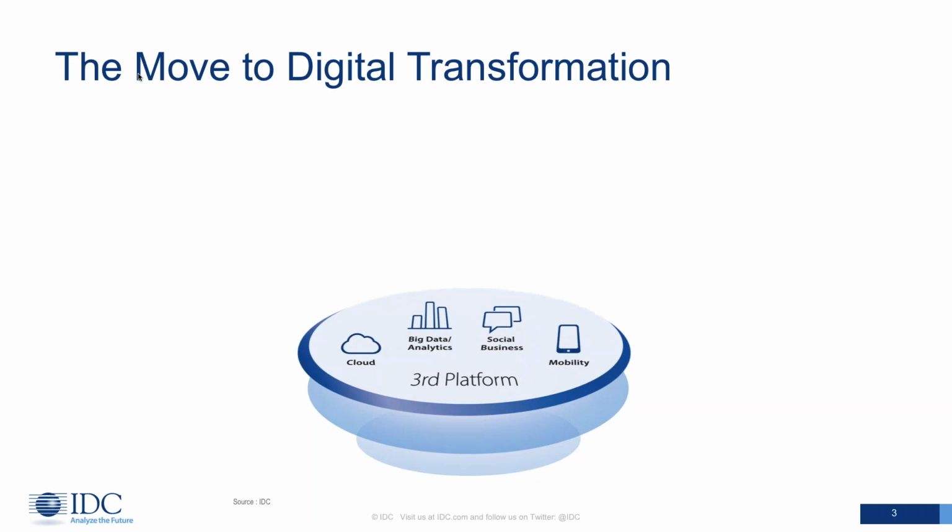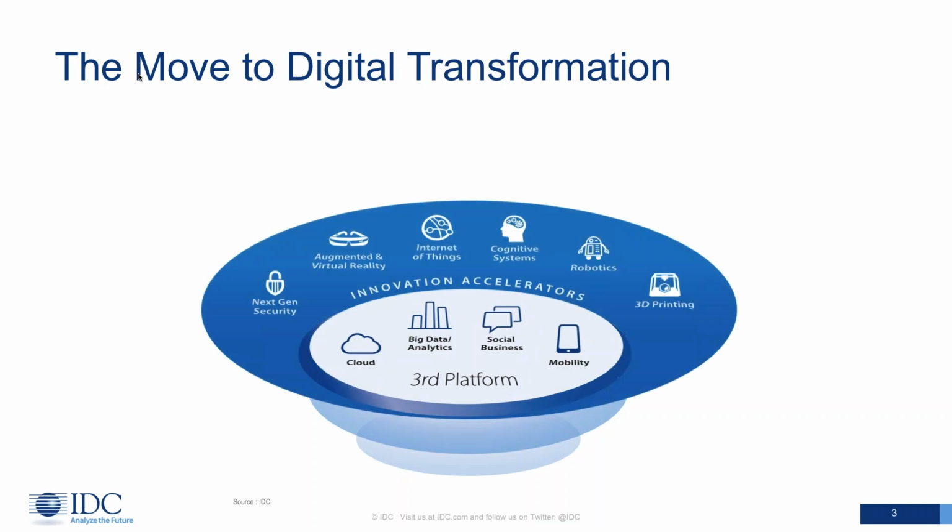If we consider the move to digital transformation, it's going to be built on what IDC calls the third platform. The third platform comprises cloud, big data analytics, mobility, and an element of social business. The third platform will serve as a foundation for the transformation of enterprise business processes and enterprise business models across all industries and geographies, as mentioned earlier. And it will unleash innovations in areas such as next generation security, augmented and virtual reality, the Internet of Things, cognitive systems, robotics, and 3D printing.